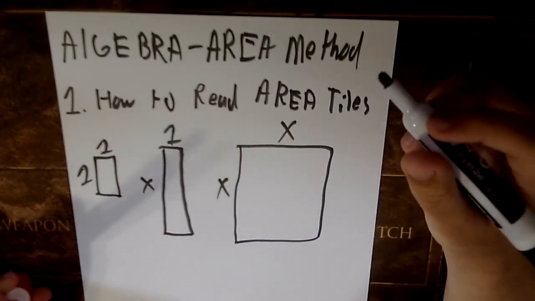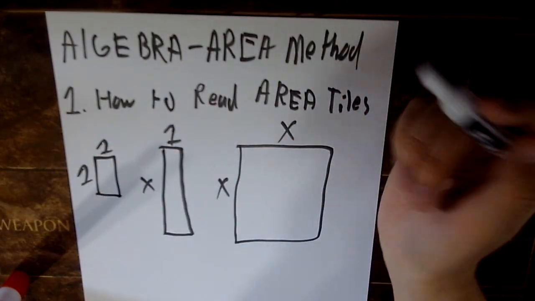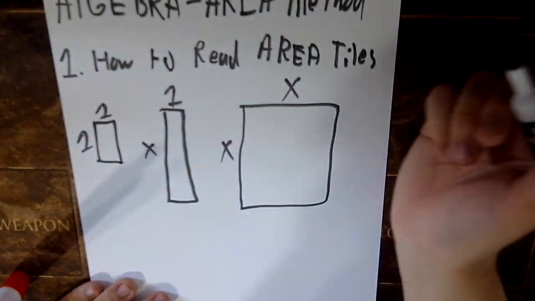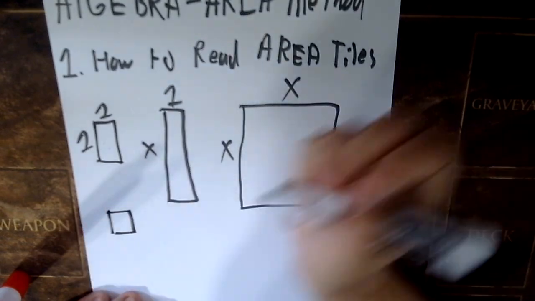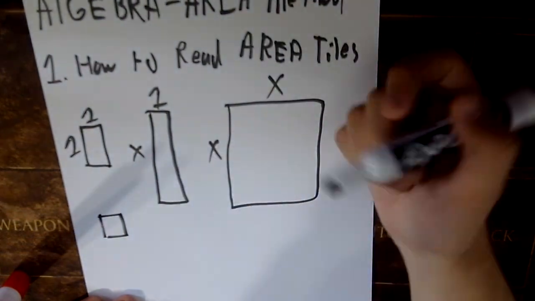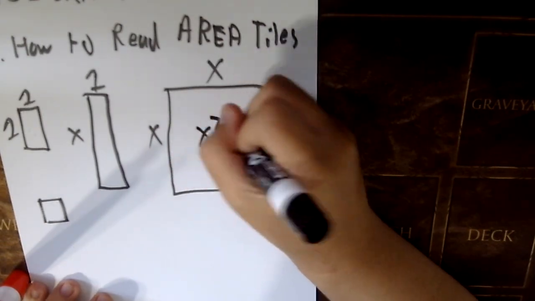We're going to be learning to use the area method to multiply two binomials. And so we're going to learn how to read area tiles on this first slide. This would be a 1, just 1. So anytime you just draw a block like this is 1. Anytime you draw a rectangle, this is considered x. Anytime you draw this giant box, this is an x squared.